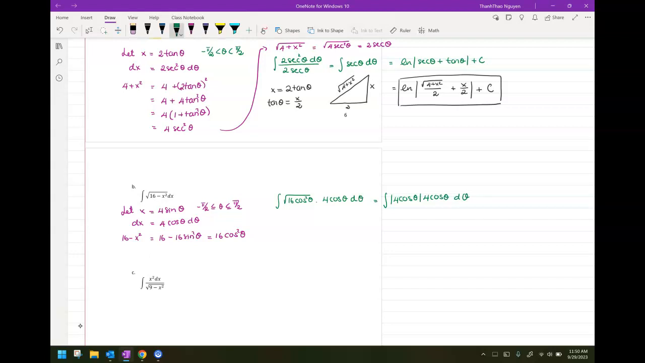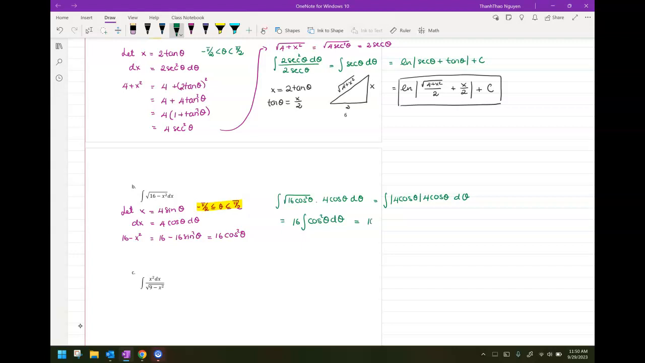And note that here I have an absolute value of 4 cosine theta because I don't know whether the value of cosine is positive or negative. If theta is in the interval between negative pi over 2 and pi over 2, that would guarantee that cosine of theta is positive. I then can rewrite this as 16 times the integral of cosine squared of theta d theta.